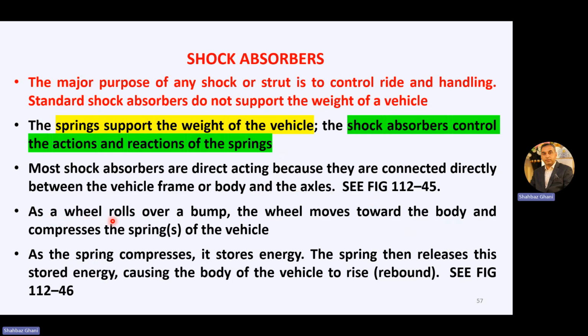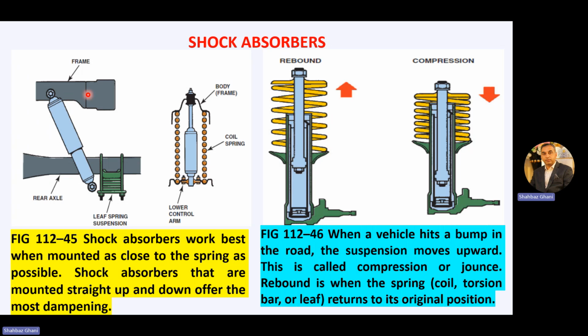As the vehicle wheels roll over a bump, the wheels move towards the body and compress the springs of the vehicle. As the spring compresses, it stores energy. The spring then releases this stored energy, causing the body of the vehicle to rise, or rebound. Let's see. We have this frame here and we have this rear axle. We have a leaf spring and this is the shock absorber. Here is the body of the shock absorber, the coil spring, and the lower control arm.